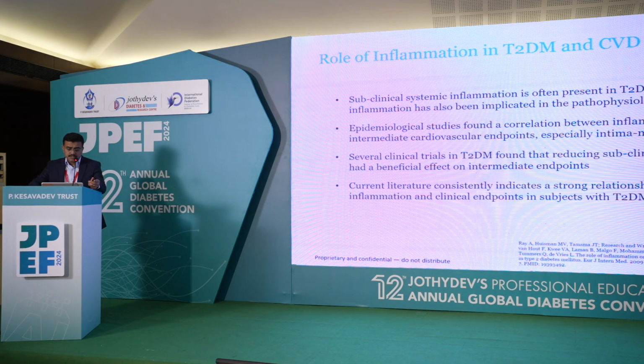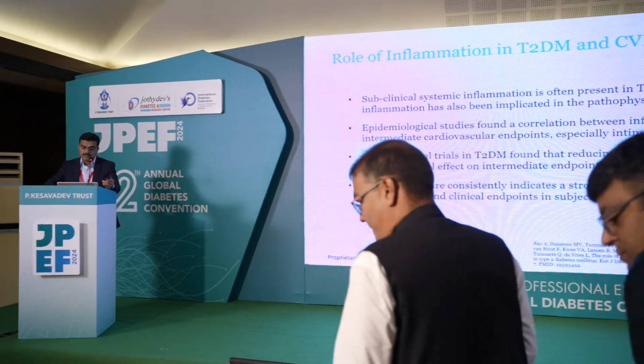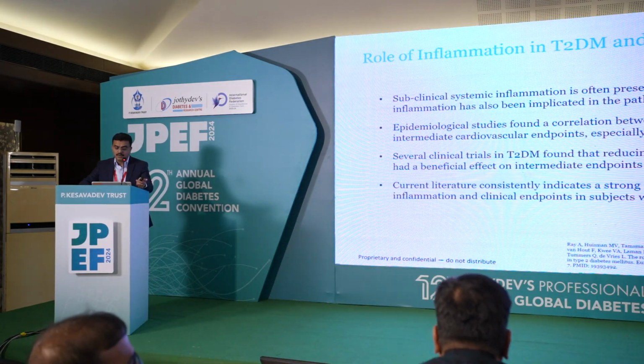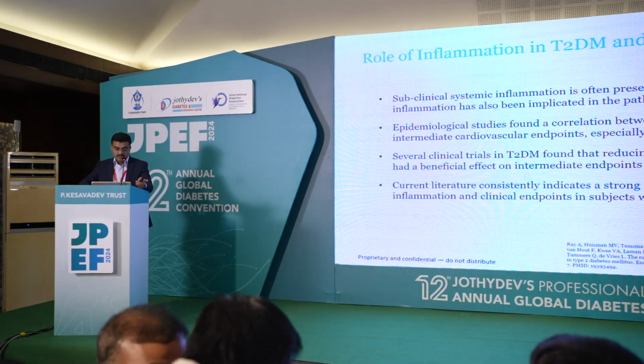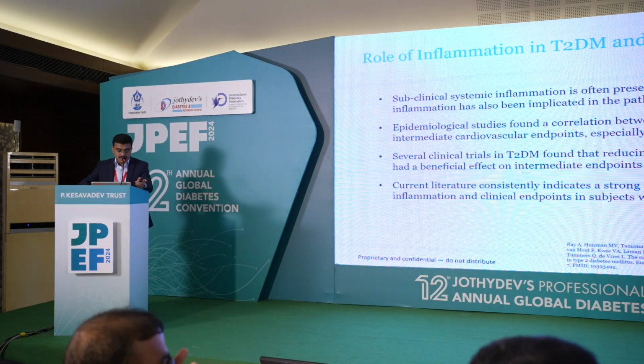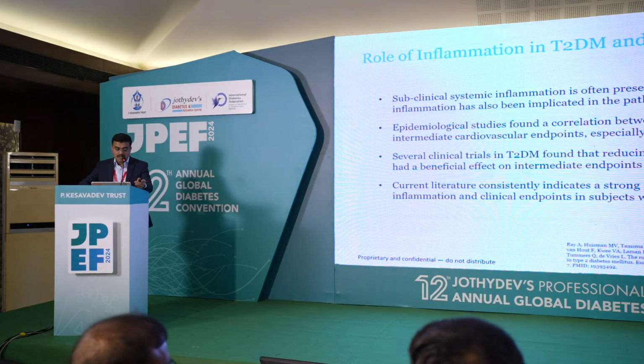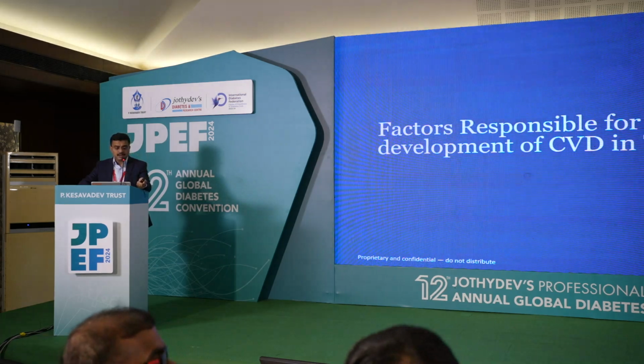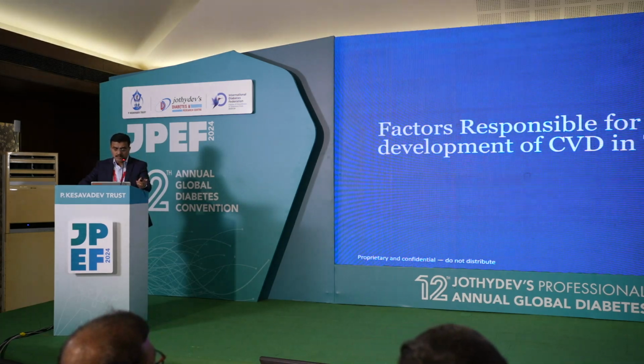The role of inflammation in type 2 diabetes and CVD risk: subclinical systemic inflammation is often present in diabetic patients. Systemic inflammation has also been implicated in the pathophysiology of atherosclerosis. Epidemiological studies found a correlation between inflammatory markers and CV endpoints. Several clinical trials found reducing subclinical inflammation led to beneficial outcomes, and current literature indicates a strong relationship between inflammation and clinical endpoints in diabetes. What are the factors responsible for the development of CVD in diabetes?